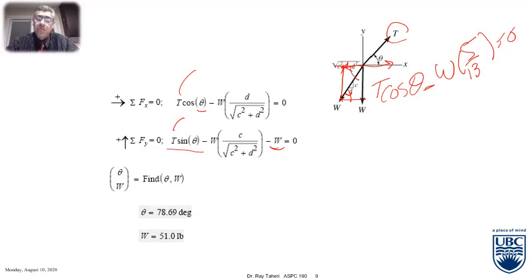So solving it is a little more complex, I'm sure. Mathematically, you can do that here. What I will do is bring these to one side and divide them by each other. T cancels T, one side will be a tangent, the other side is W, and then you can plug it into the previous one and solve it. Anyway, the answers are given here. Theta is 78.69, and the maximum weight you can carry or lift is 51 pounds.